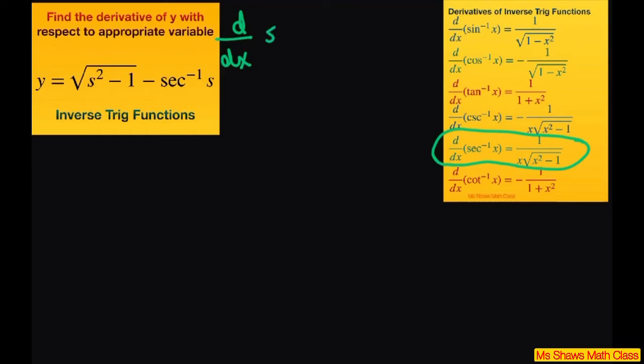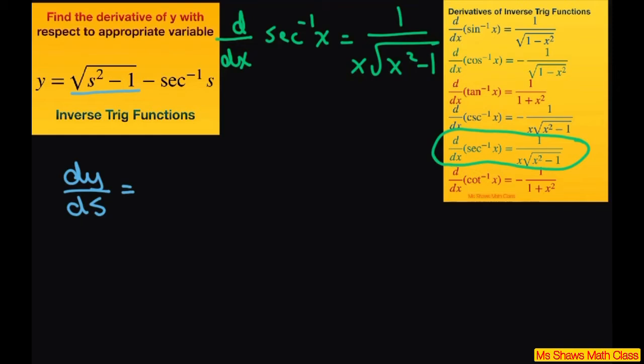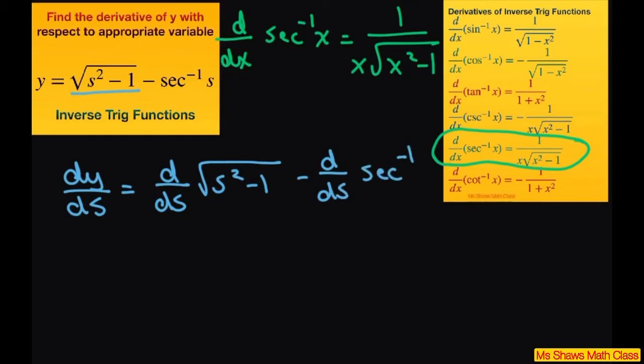To differentiate inverse secant of x, that equals 1 divided by x times the square root of x squared minus 1. For the first part, we're just going to differentiate this piece. So what we want to do is differentiate with respect to s the square root of s squared minus 1 minus the derivative with respect to s of our inverse secant of s.